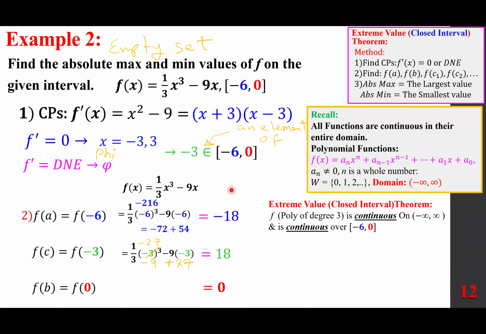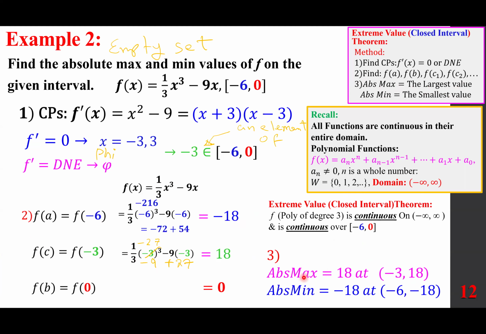So, step 3, absolute max is the largest value. So absolute max is 18, at this pair, negative 3 comma 18. Absolute min is the smallest value, negative 18 at this pair. So we write: absolute maximum is 18 at negative 3, 18. Absolute minimum is negative 18 at negative 6 comma negative 18. So that's how the writing happens.